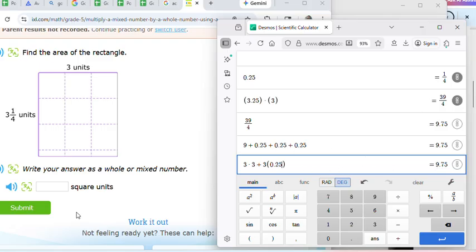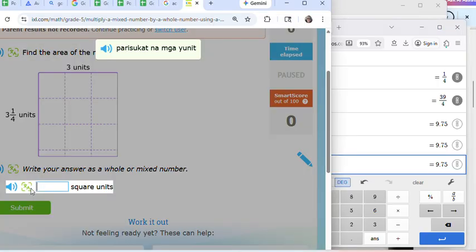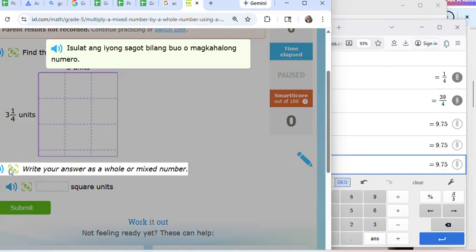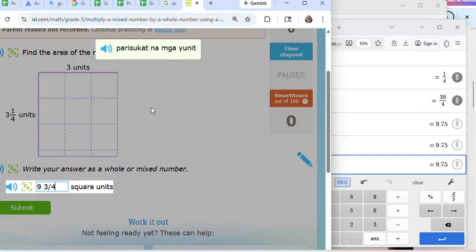So, long story short, our answer should be, and I guess I type it in somehow. Write your answer as a whole or mixed number. Hold on a second, let me figure out how I enter in a fraction here. Okay, I'm going to go ahead and record this and see. I thought maybe this would open up some things.